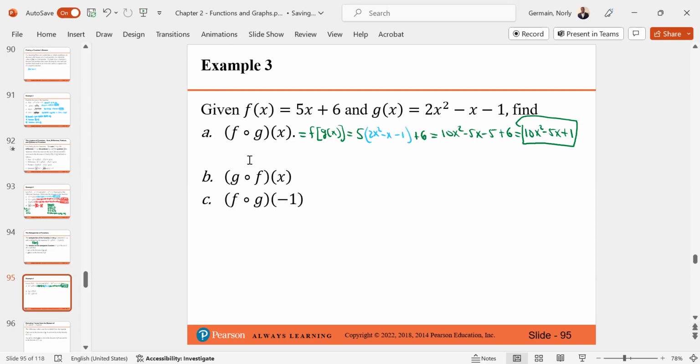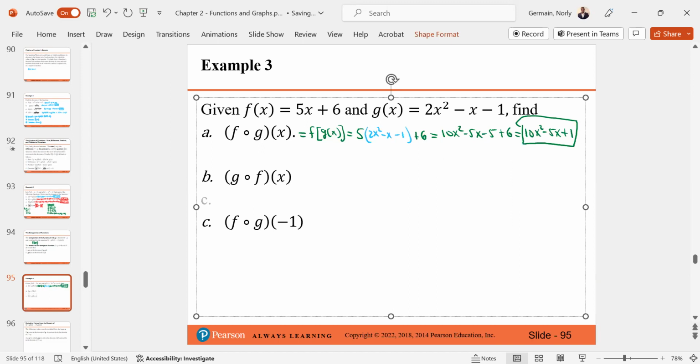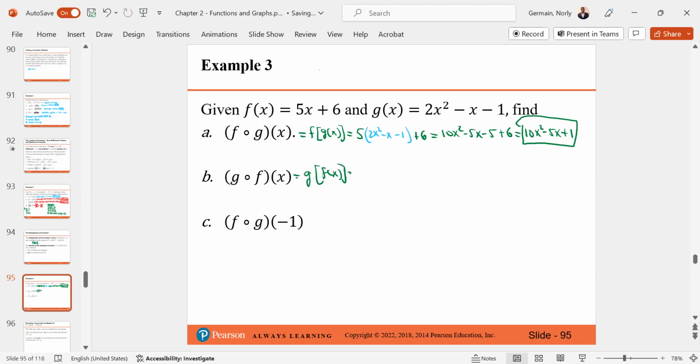Now, some of them might need more space, maybe this one. Let's suppose we're trying to do g∘f of x. That means everywhere in g where we see x, we replace it by f of x. So we're going to have 2 times (5x plus 6) to the power 2, minus (5x plus 6), minus 1. Everywhere I see x in g, I replace it by f of x.